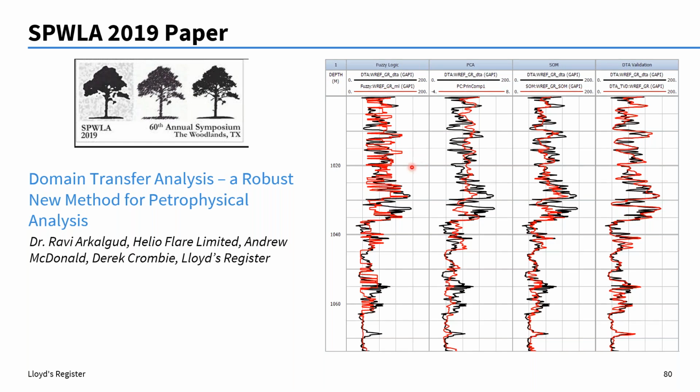One of the examples they presented in the paper was a gamma ray prediction. The same inputs were used for all the methods, and it validates the effectiveness of the DTA. You can see how DTA was compared to the fuzzy logic method, where the black one is the DTA gamma ray and the fuzzy logic was the red one. And then it also shows a comparison from the PCA principal component versus the DTA. And then you can see which one gives you a better output. So in this case, it was DTA.